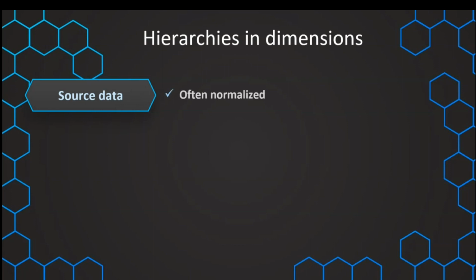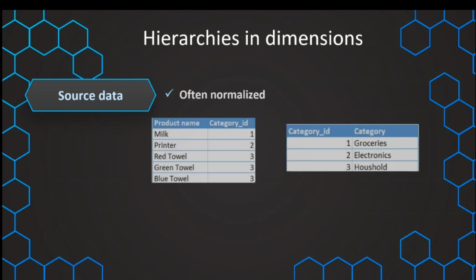In our source data, the data is used for transactional processing. And this is why the data is oftentimes also normalized. That means that if we have, for example, this product table, we have the associated category also, and then there is a separate table. This, of course, saves disk space and is also good for the write performance, and therefore it is just a good fit for transactional data processing.